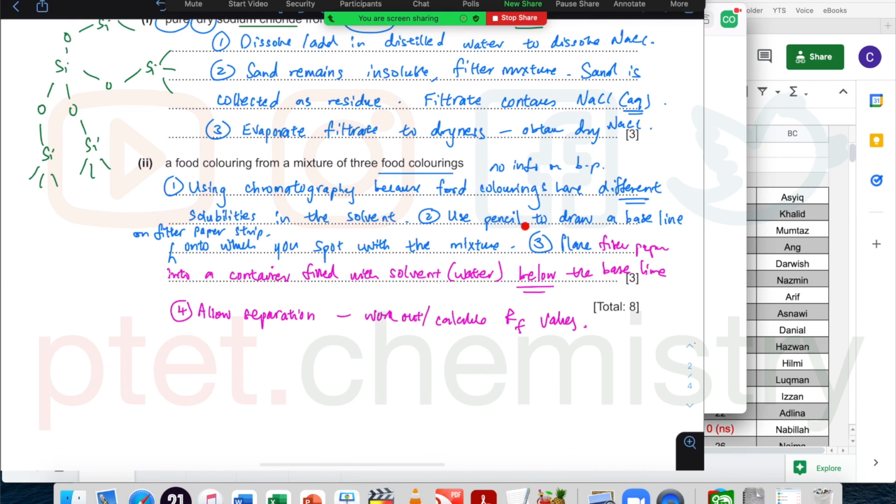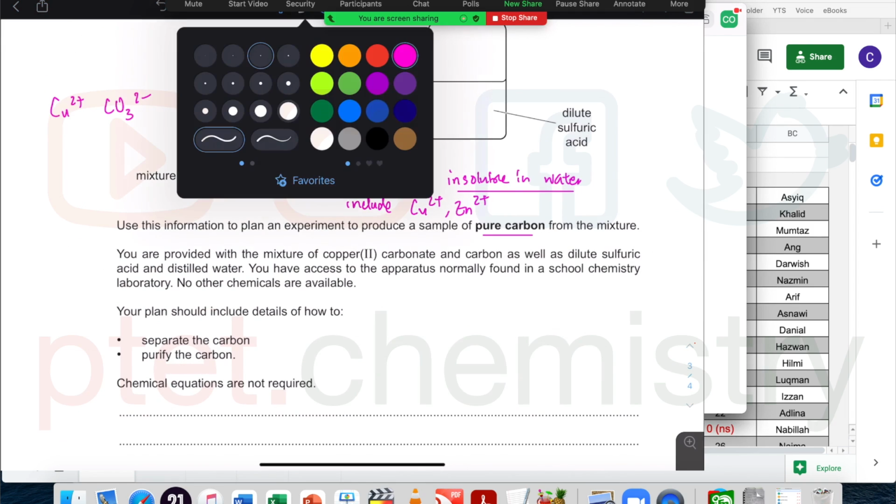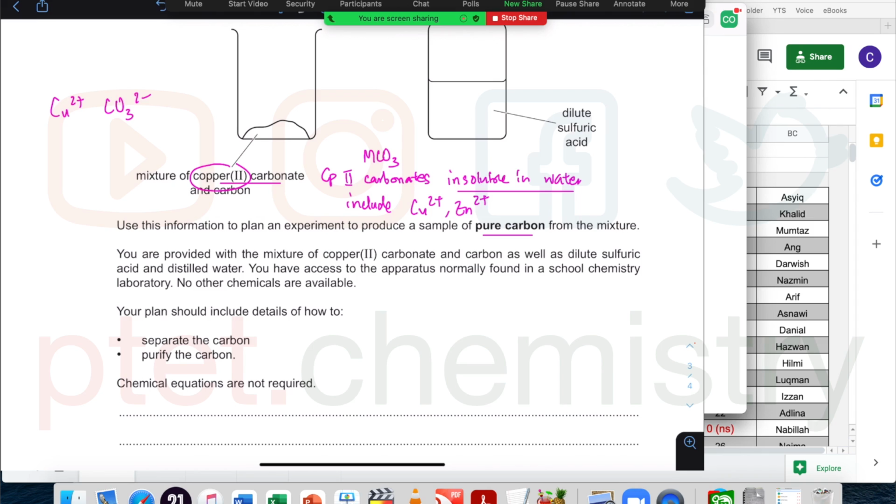If you use your ball pen ink, ink is a mixture, ink dissolves in water, ink can get separated together with your food coloring, not good for separation at all. So what happens is, when you have carbonate, they are insoluble, your job is to remove all the carbonate. You want to react all the carbonate. Why? Because when all the carbonate is gone, there will be no more carbonate which is insoluble in water. You can just filter to get the carbon.